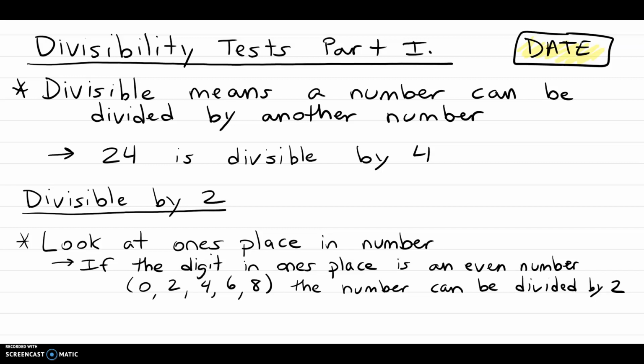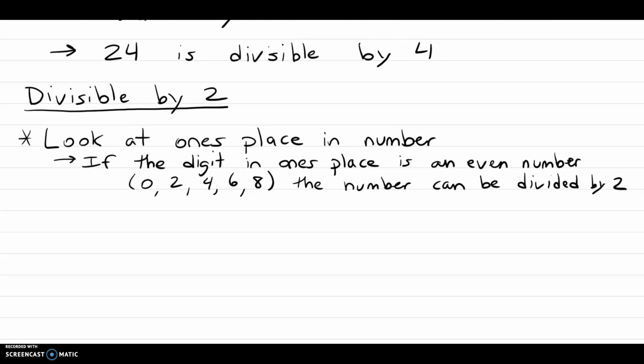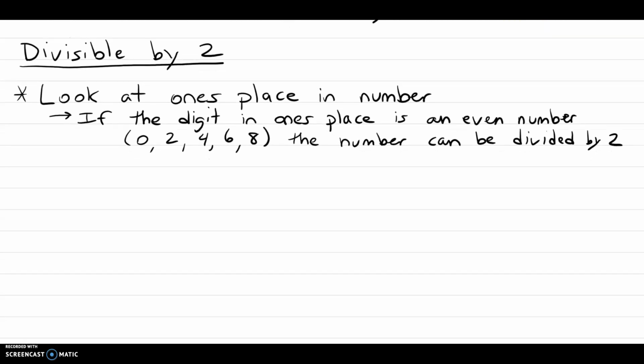So you look at the ones place in any number. If the digit in the ones place is an even number, so 0, 2, 4, 6, or 8, the number can be divided by 2. So that means that you can take that number and cut it in half. So let's take a look at applying this rule. Let's do an example.